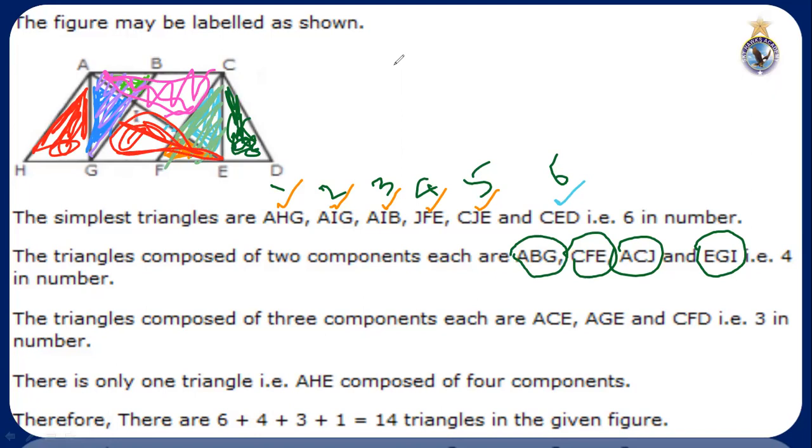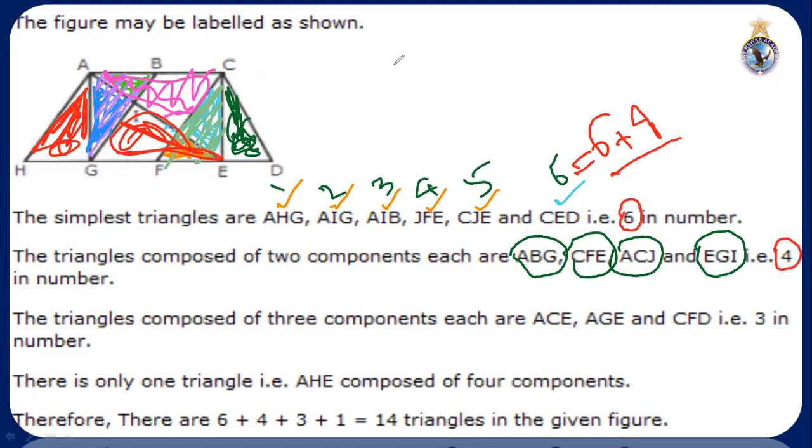Then next, these are the 4 more. So we have 6 and 4. We will add these. We have 10 now. Then we come back to that 6, these are the triangles, and 4 more. We have traced 4.